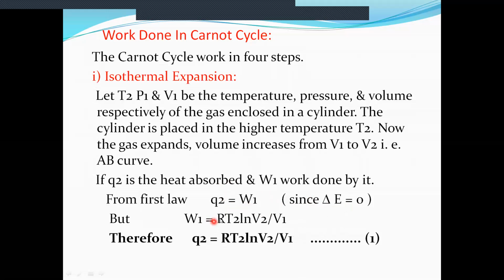So therefore W1 is equal to RT2 ln V2 upon V1, because this Q2 is equal to W1. What is ln here? Ln means what? Ln is a form of log.